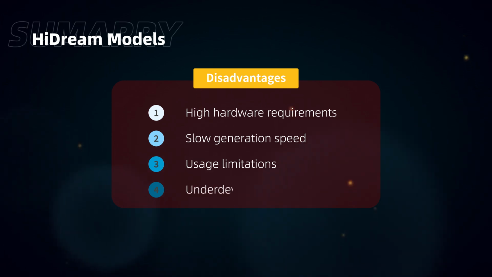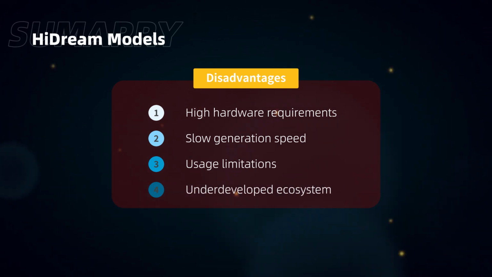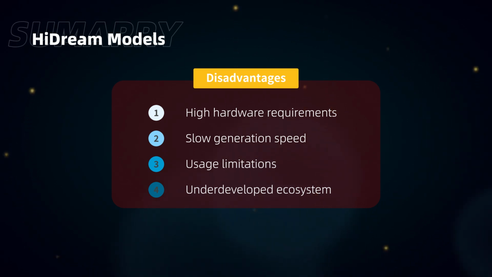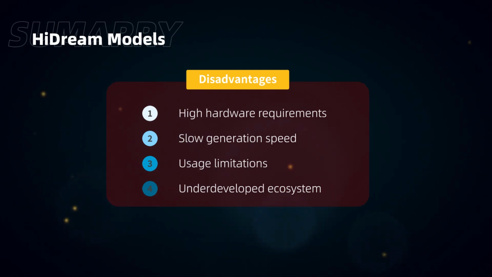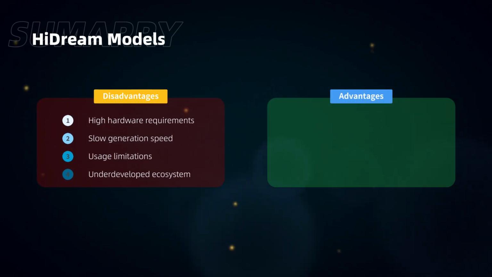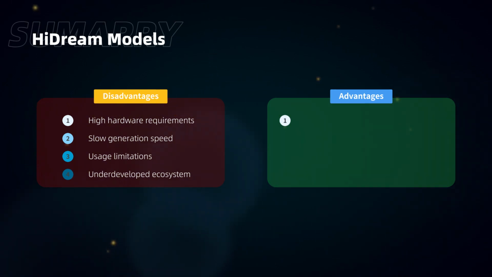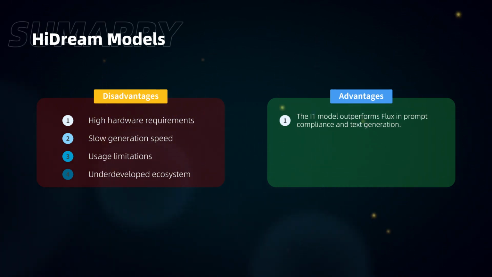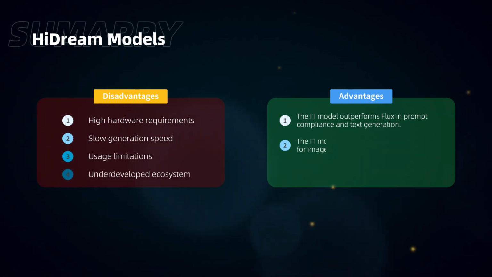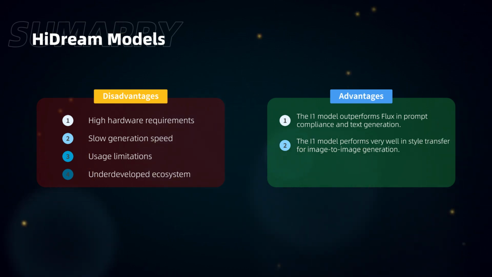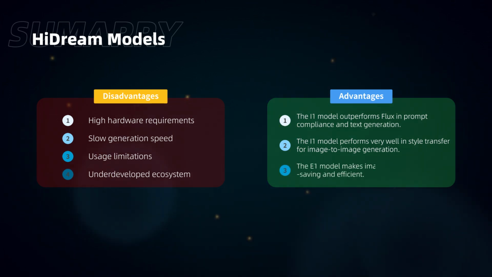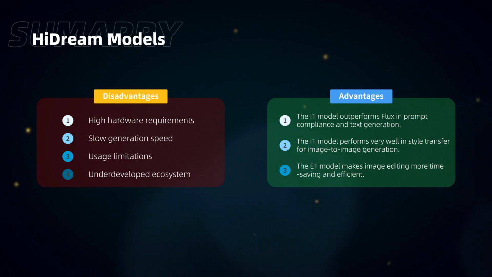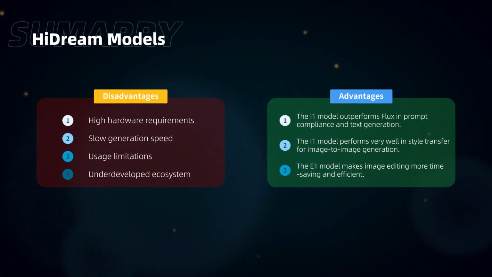4. Underdeveloped ecosystem. The ecosystem is relatively immature, likely due to the high hardware requirements. Currently, there are only a few LoRAs available, and there's no sign of support for ControlNet. That said, the models are still incredibly useful in certain situations. The I1 model excels in prompt compliance and rendering text, outperforming Flux in these areas. It's well suited for generating highly complex images, and its style transfer capabilities in image-to-image workflows are excellent. The E1 model performs well in specific scenarios, making image editing more efficient and saving significant time for certain tasks.